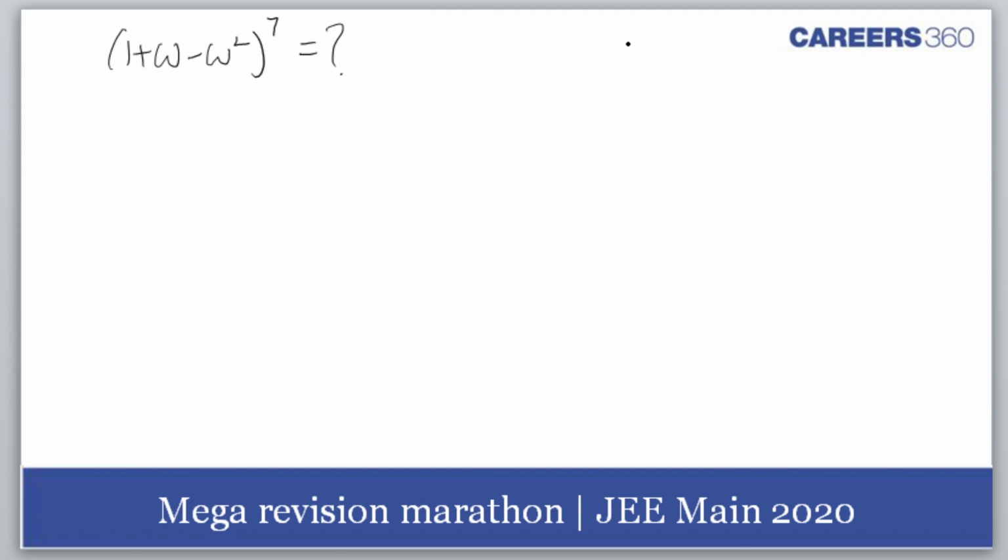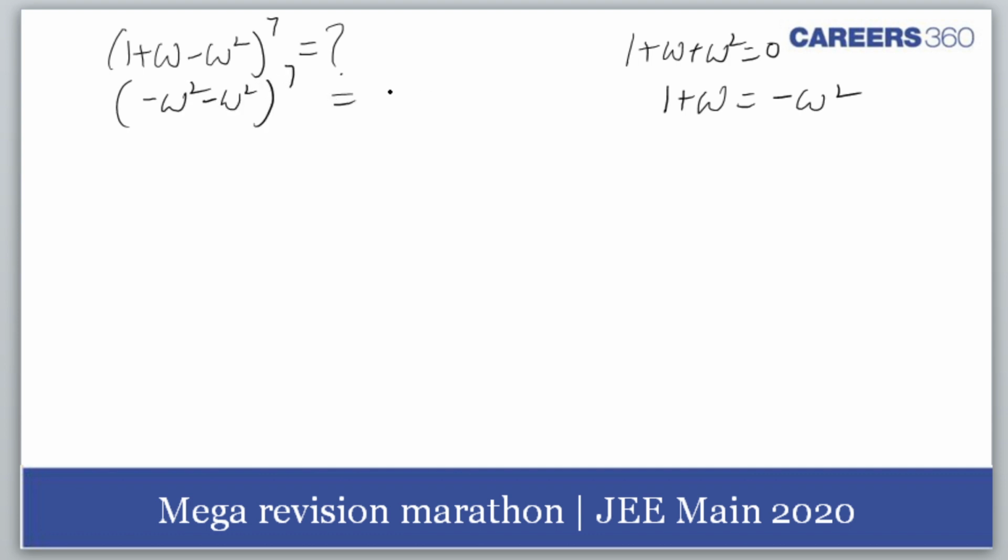So you see, 1 plus omega plus omega square is 0. So what do I get for 1 plus omega? It is minus omega square. So I replace it by minus omega square, that is 7. So what do I get? Minus 2 omega square raised to power 7. So that is minus 128 omega raised to power 14. Yes, that's right. Omega raised to power 14.